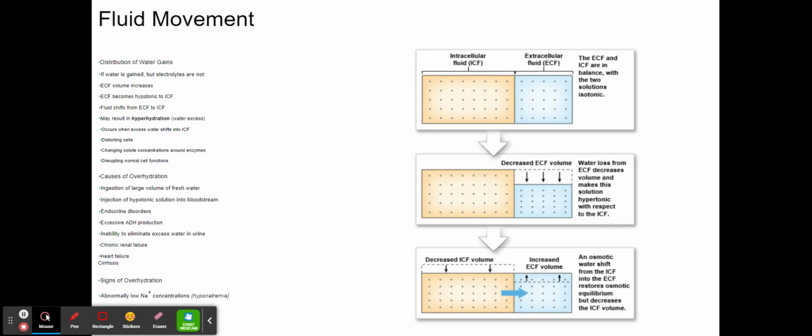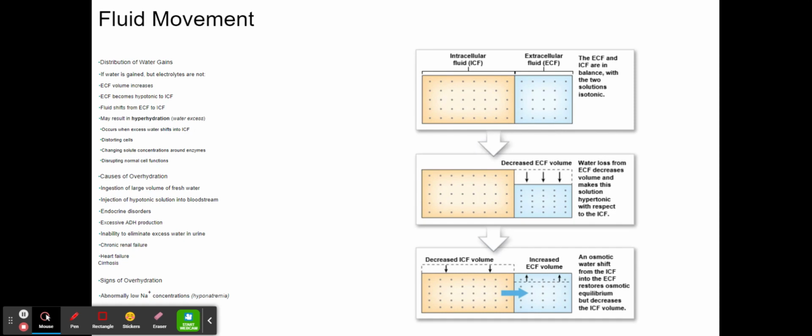The decreased plasma osmotic concentration depresses the secretion of ADH, discouraging fluid intake and increasing water losses in urine. If the situation is not corrected, a variety of clinical problems will develop as water shifts into the intracellular fluid, distorting cells and changing the solute concentrations around enzymes and disrupting normal cell functions. This condition is called hyperhydration, or water excess.